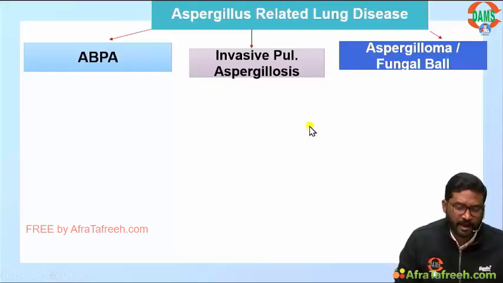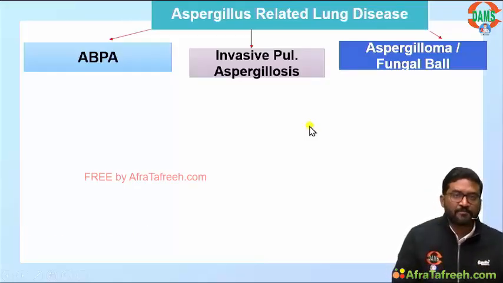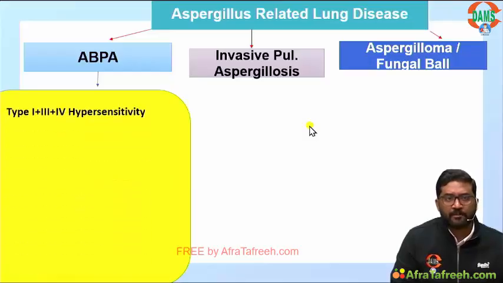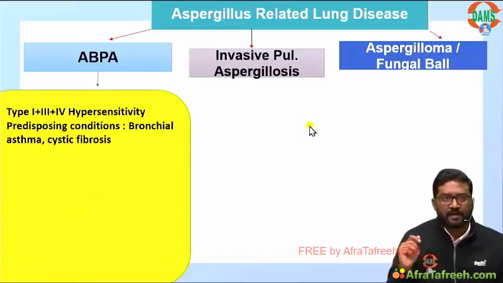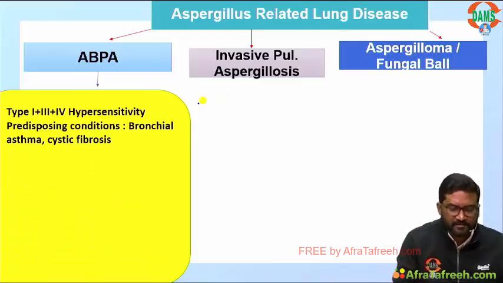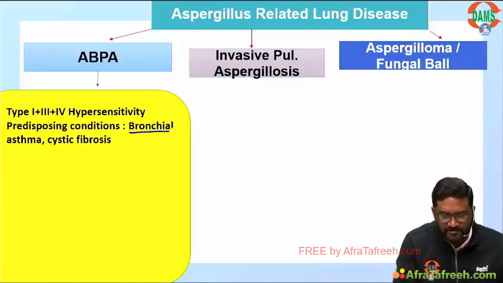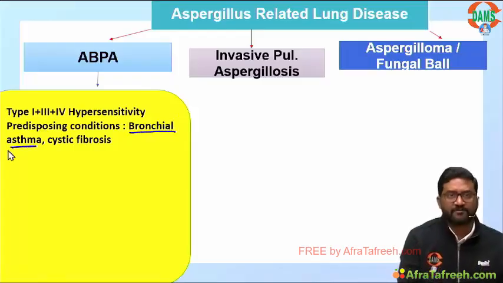Then coming to Aspergillus related lung disease. MMRC is the Modified Medical Research Council, a breathlessness scale. For ABPA, we have type 1, type 3, type 4 hypersensitivity. So this is a hypersensitivity reaction due to Aspergillus. And what are the important features? We have predisposing factors such as bronchial asthma, cystic fibrosis.